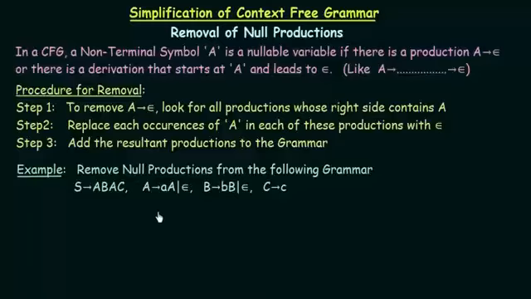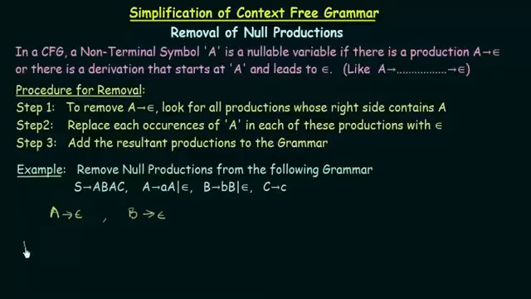The first step is to find out which are the null productions that we have here. If you look, we see that A gives epsilon. This is one null production. A gives epsilon, and also B gives epsilon. This is another null production. So these are the two null productions that we have to remove.